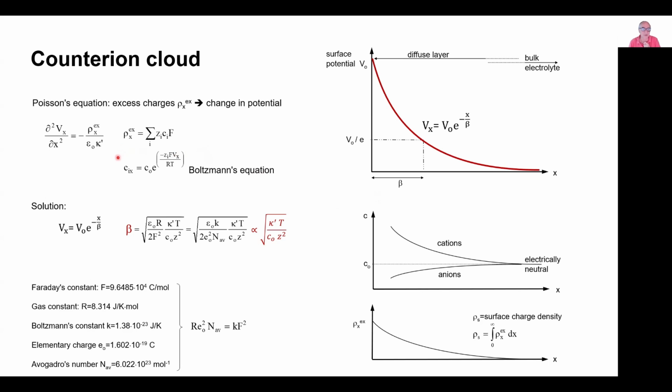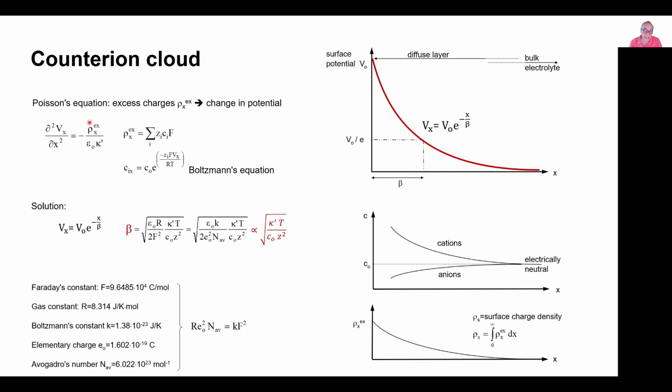This is called the Poisson's equation. The change in potential between two locations, so the second derivative of the potential with respect to x, is equal to the excess charge at that location. So if there were no charges, there would be no change in potential. But if there are charges, that second change in potential is the excess charge.